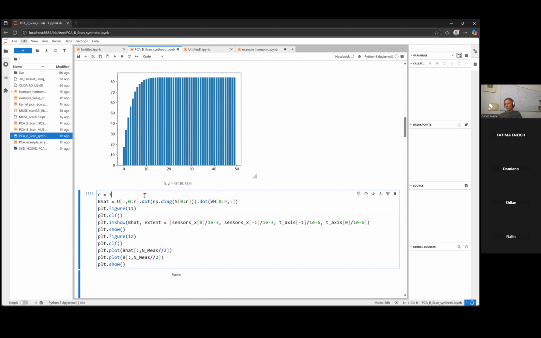Here is an example of a rank 3 approximation. So what I do is, again, the same thing. I'm just computing the rank 3 approximation of my data, and then I'm plotting it.